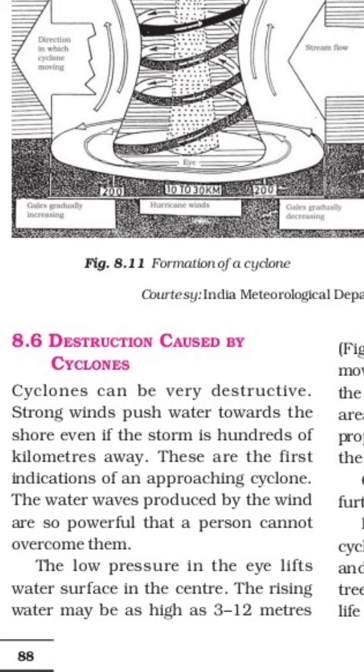The low pressure in the eye lifts the water surface in the center. I already told that in the middle, where the eye is, low pressure will be there, and outside, high speed winds revolving around it. And the low pressure in the eye lifts the water surface in the center, and the rising water may be as high as 3 to 12 meters.